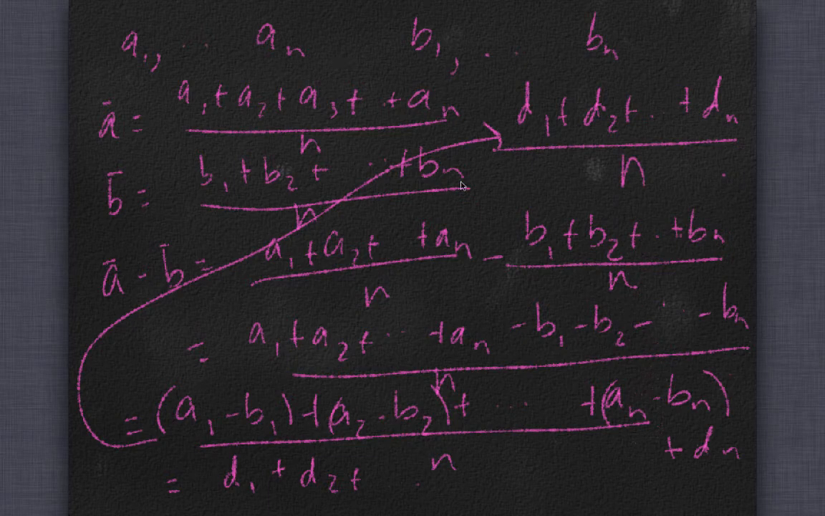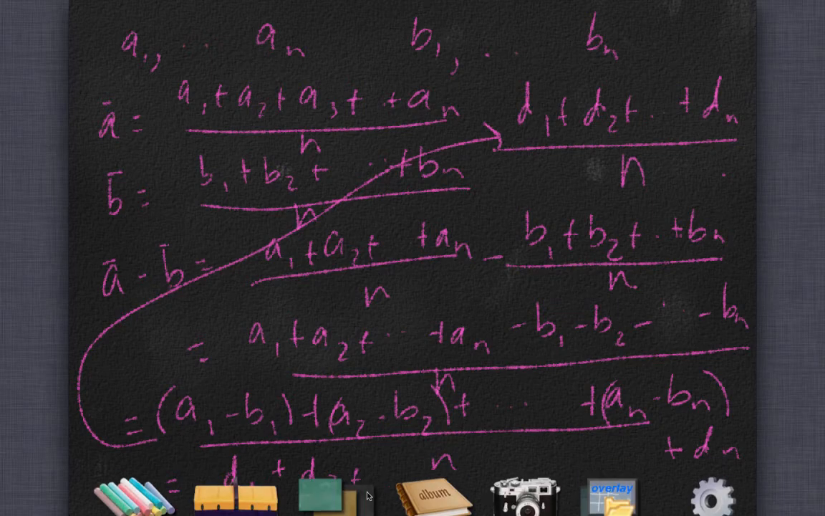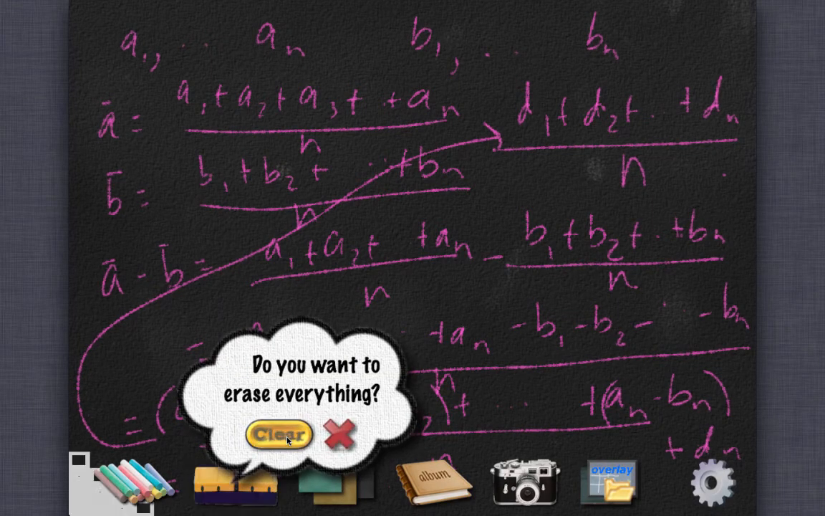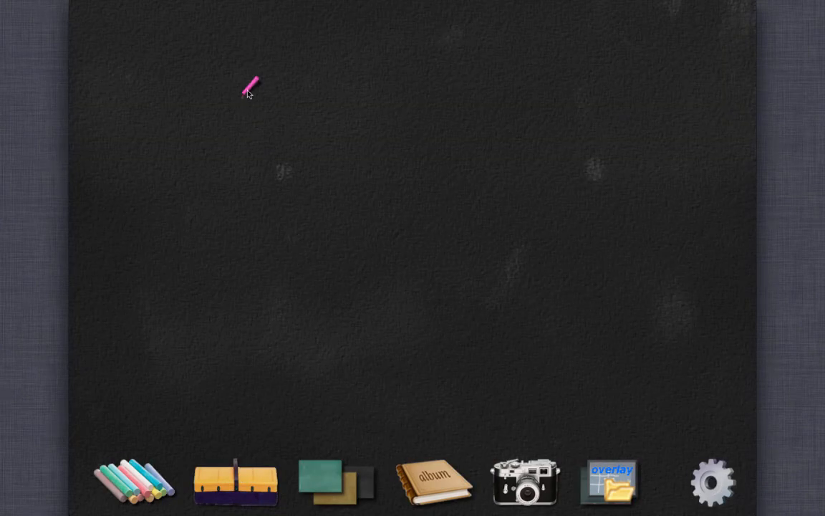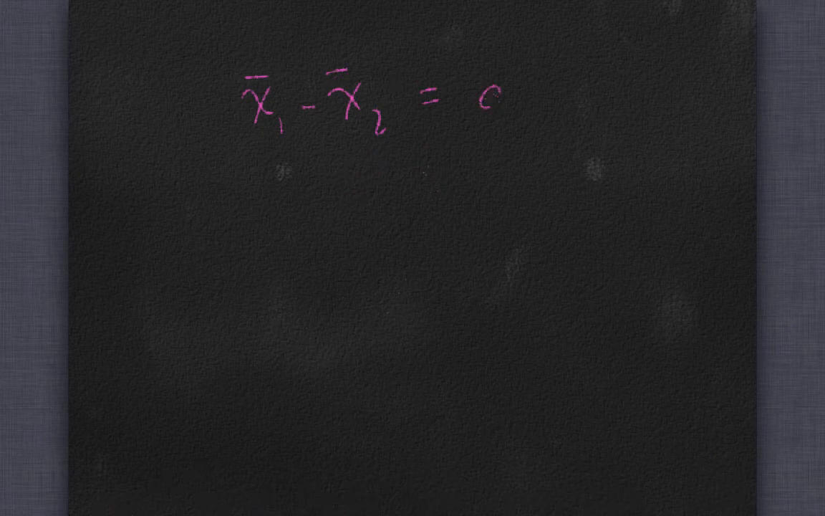So this is the same. A bar minus B bar is the same as D bar, where D is the differences between the partners A and B. So x1 bar minus x2 bar is equal to D bar. These are the same. You couldn't do it this way if you had different sizes in lists, right?